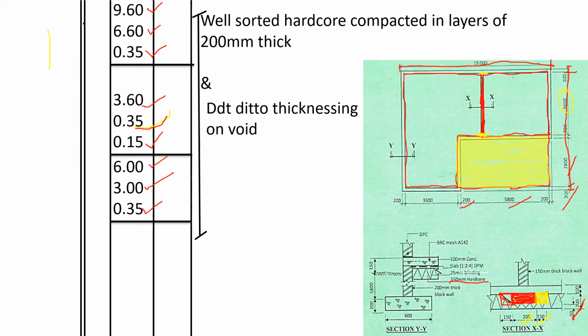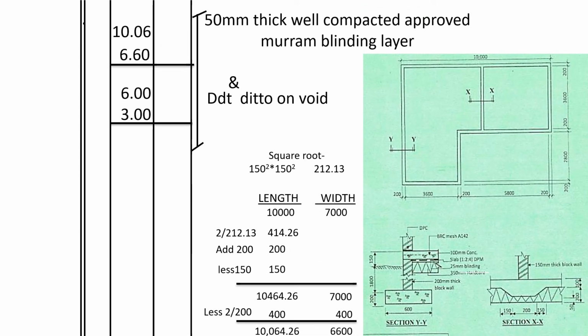Okay, so next we shall go to taking of murram blinding. The murram blinding shall be on top of the hardcore, but you can see the murram blinding, unlike the hardcore which we are measuring the volume, the murram blinding we are measuring the area. So on section XX, where we have this triangular part, you can see the length, how it's going. We need to take the total length of that one. Then the thickness of the murram blinding will remain to be 50 millimeters.